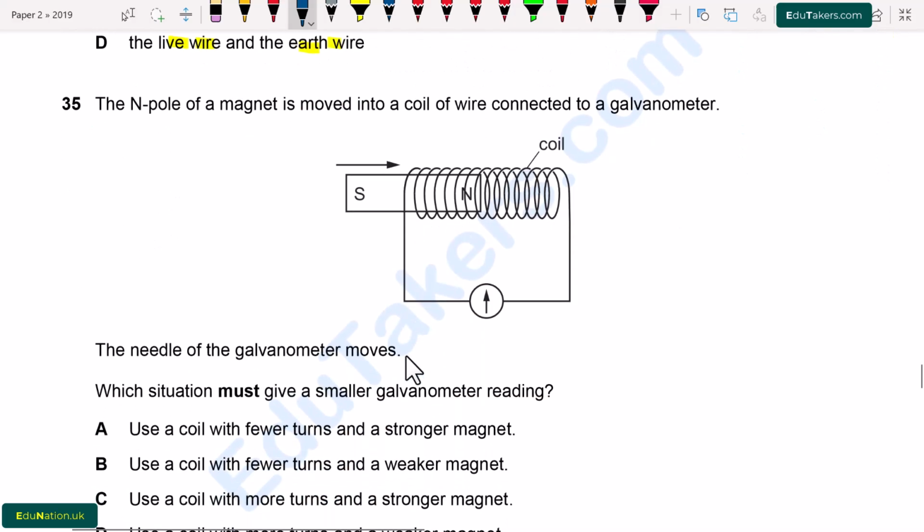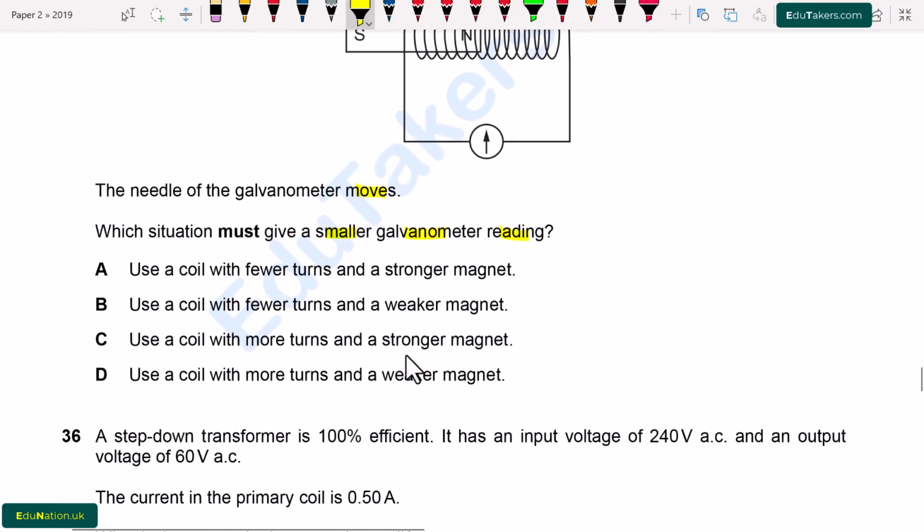Question number 35. The north pole of a magnet is moved into a coil of wire connected to a galvanometer. The needle of the galvanometer moves. Which situation must give a smaller galvanometer reading? So galvanometer is basically used to measure the current. It means that in the circuit the current is smaller. Now we see the options. Option A, use a coil with few turns and a stronger magnet. B, use a coil with few turns and a weaker magnet. C, use a coil with more turns and a stronger magnet. D, use a coil with more turns and a weaker magnet.